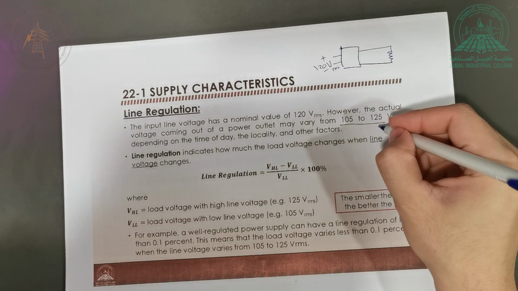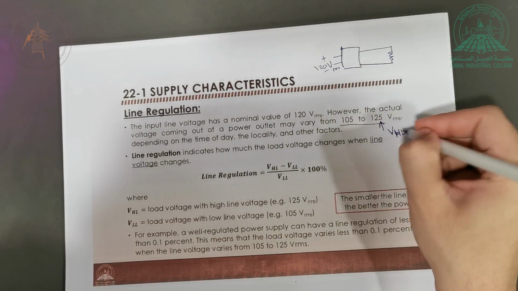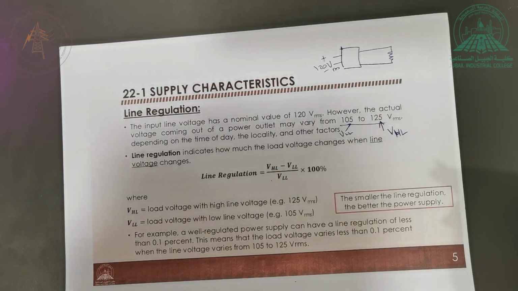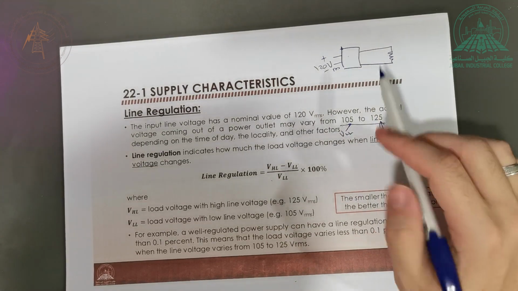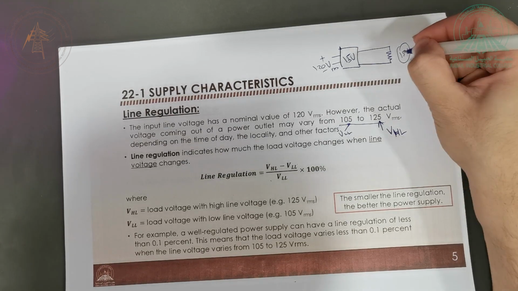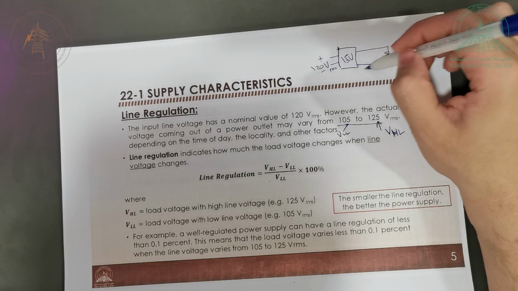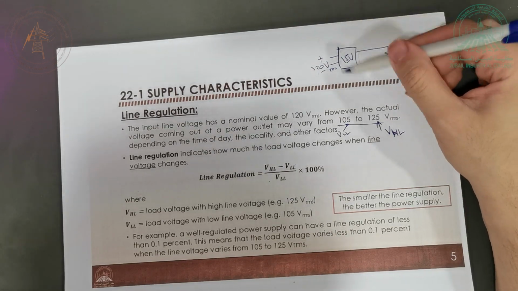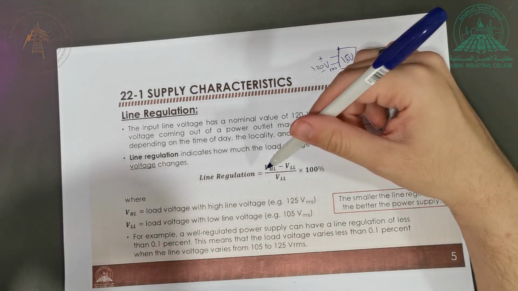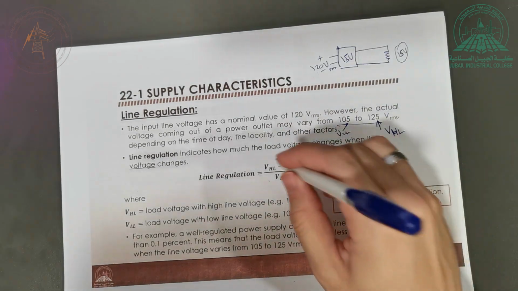So in this case, what do we call this? We call this VHL. You call this VLL. And you just apply it in this equation. Again, for a good power supply, if I put here 15 volts, I should get 15 volts all the time. Even if this goes up and down between these two values, I need this to remain 15, right? If this 15 changes when the outlet changes, now this is not going to be equal to 0, and I'm going to have some value here. In a perfect case, I get 15 minus 15.